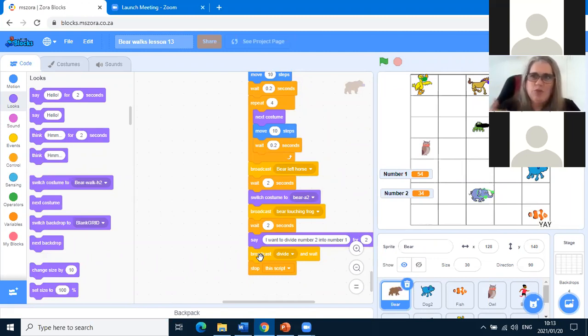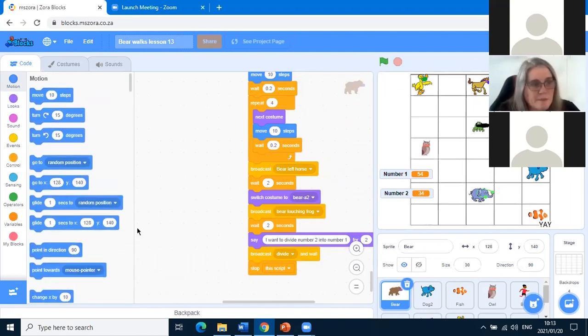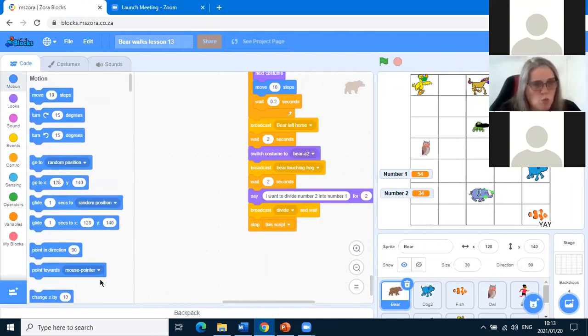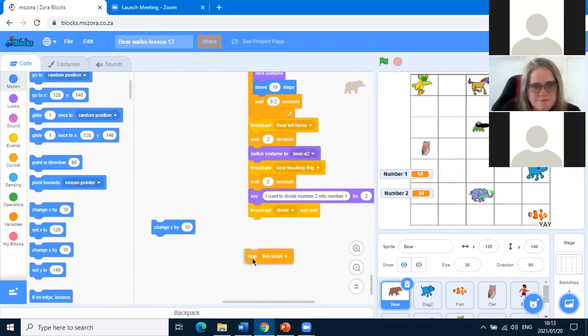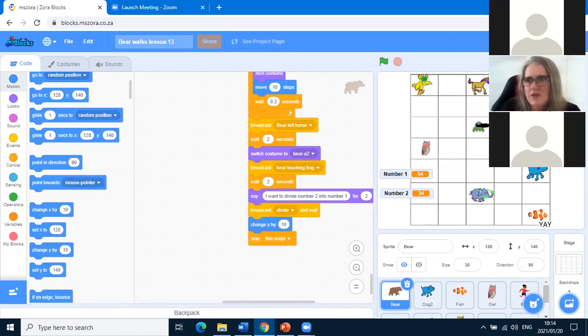So if we want Bear to move up a bit because he's not in his block properly, we can put in a block that says change Y. It's in the motion section. Let's not change X, we want to change Y. You can change Y by 10. So there it is. Let's put it in there and see what happens.